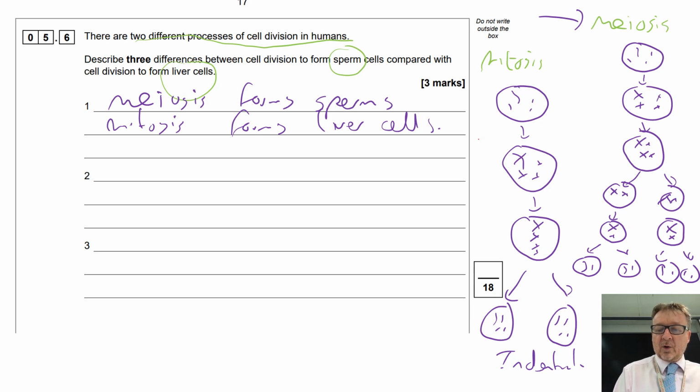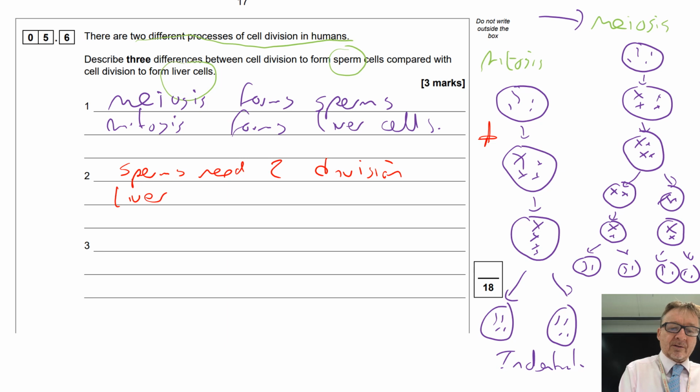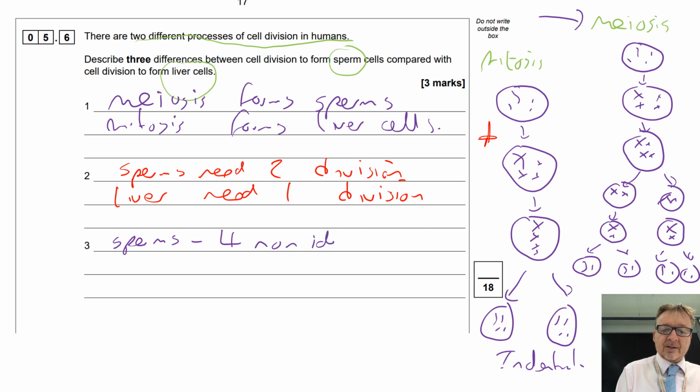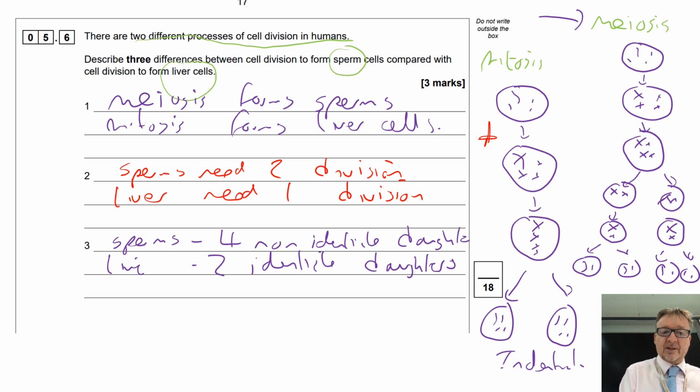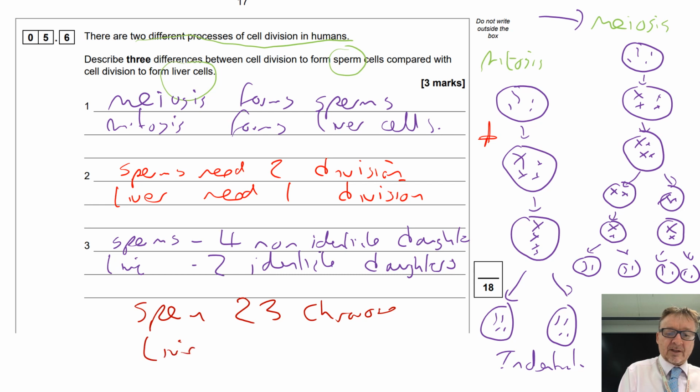Next difference. You've got one division to make that one, and you've got two for that one. So sperms need two divisions. Liver cells need one division. And then number three, at the end, we've got sperms, or meiosis, is four non-identical daughters. And in liver, we've got two identical daughters. And you could also add in there that the difference between them is that sperm has 23 chromosomes and the liver cell has 46 chromosomes. Very good.